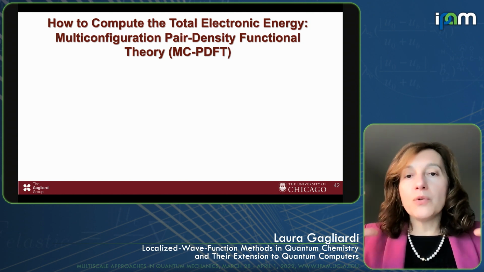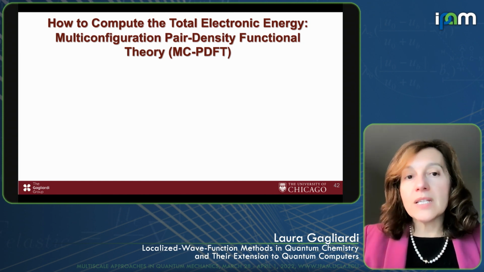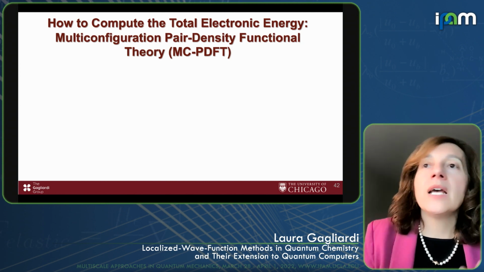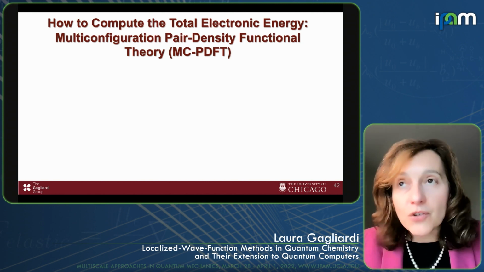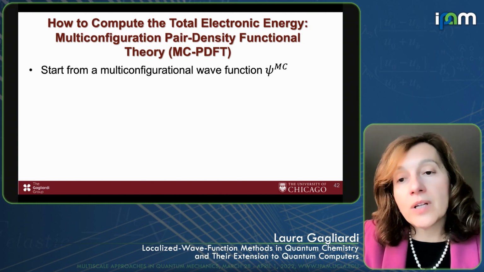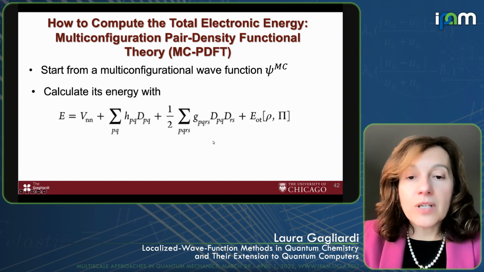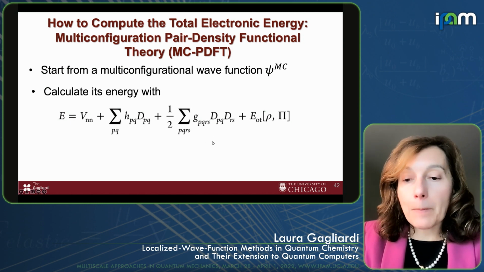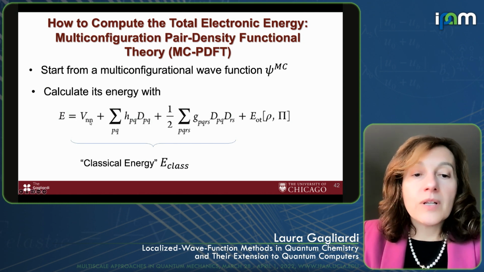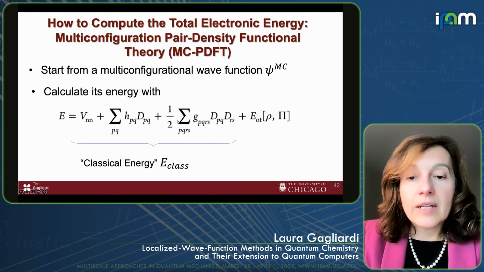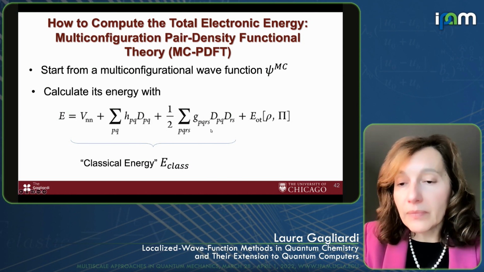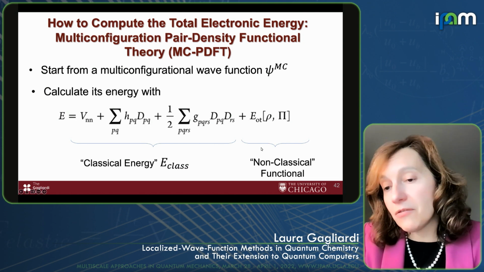And the idea is to compute the total electronic energy starting from one of these multi-configuration calculations, which could be CAS, GAS, DMRG, or LAS. So one starts from a multi-configurational wave function, and the energy is calculated using this expression, where basically we have the nuclear, the one-electron energy, and the classical Coulombic electron-electron repulsion. And then there is this non-classical functional.